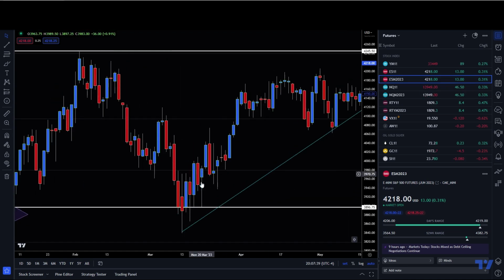So basically you have a hammer here, right? What would you be looking to do? Well, this is a reversal signal because the market opened, pulled all the way down here, and then the buyers rallied it back up before the end of the day.